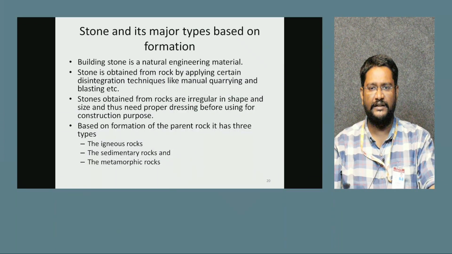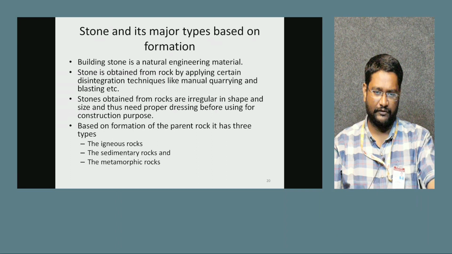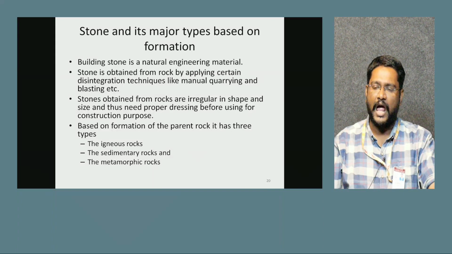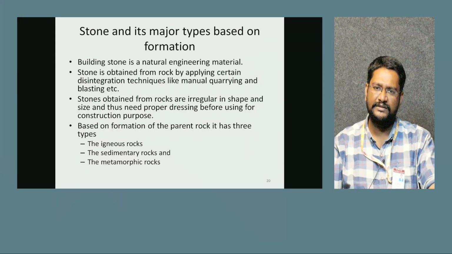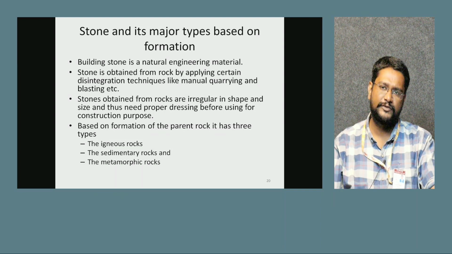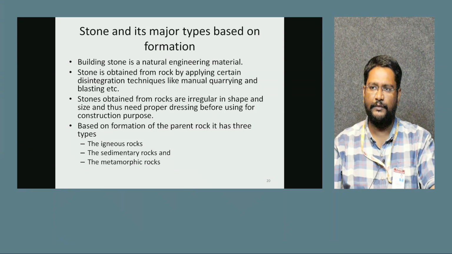So stones have major types based on their formation. Stones actually form from volcanic rocks, lava only, right? When the volcanoes erupt, the lava will form. That lava will cool after some days, right? When the cooling formation is done, different types of rocks will be formed actually. First is igneous rocks, sedimentary rocks, and metamorphic rocks.